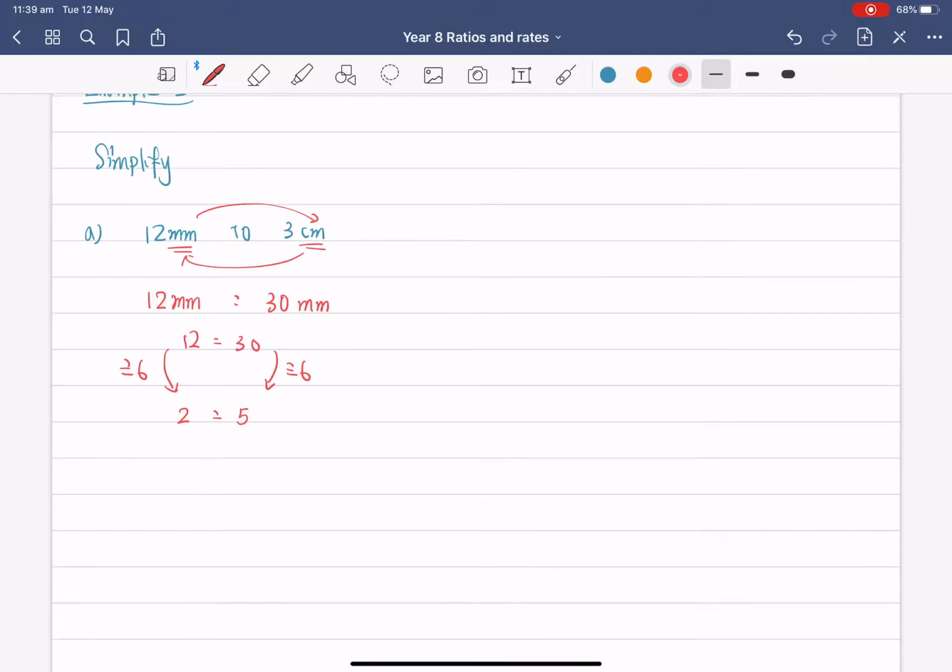Now what happens if I don't want to change into millimeters? What happens if I want to change into centimeters? Can I still do that? The answer is yes, you can still do it. You get 1.2 centimeters to 3 centimeters, which gives you 1.2 to 3. Now, as you can see, that creates a problem. It's not that easy to simplify ratios with decimal numbers. So what you need to do is multiply everything by 10. That turns back into 12 and 30, and then simplify it.